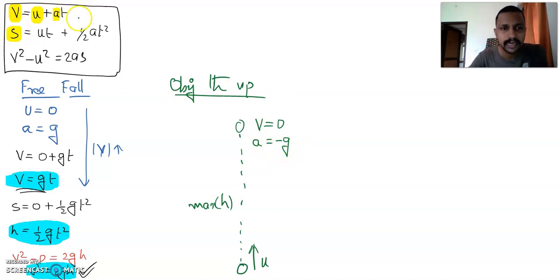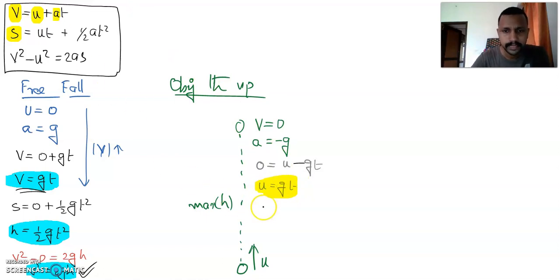Let's rewrite the equations of motion for the object thrown upwards situation. The first equation can be rewritten as 0 is equal to u plus gt, that is, u minus gt, since a is minus g. Then you get u is equal to gt. This is the simplified form of our first equation of motion if the object is thrown upwards.